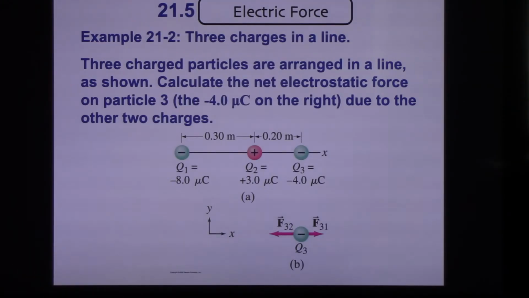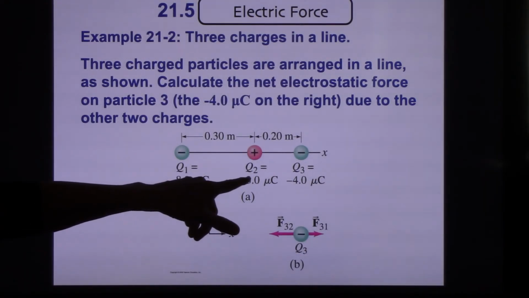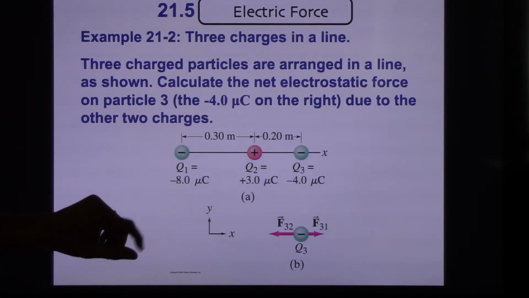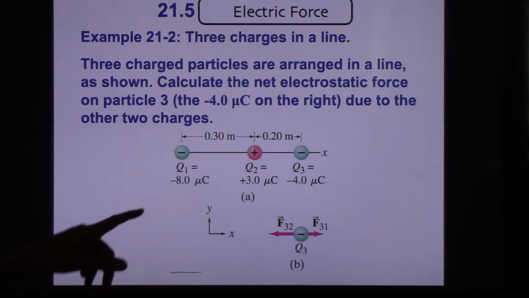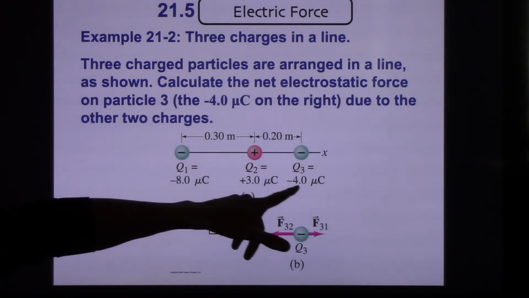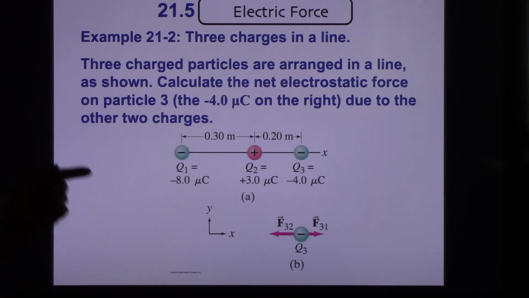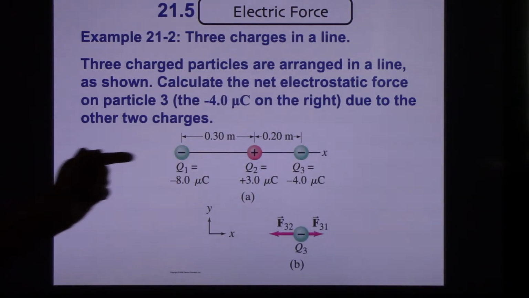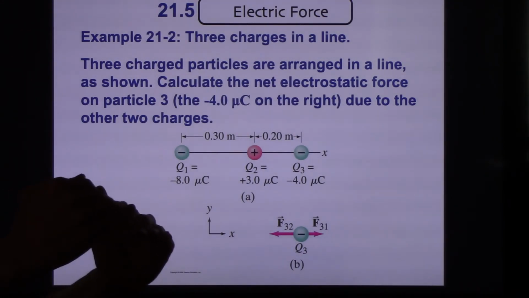But these things get complicated pretty quickly. So let's try another example here. This time I have three charges. Q2 is positive. It's 3 microcoulombs. But charge 1 and charge 3 are negative. They're -8 microcoulombs and -4 microcoulombs. Now, fortunately, all three charges line right up. I can draw an x-axis between all three.